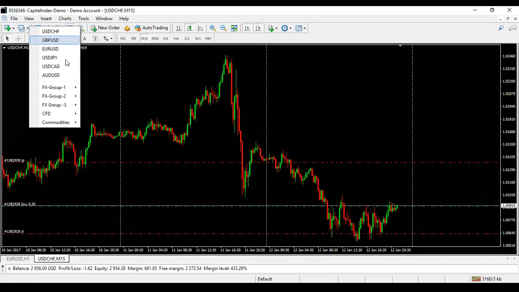The majors, there are certain currency pairs we call majors. It's 6 of them. These are your majors, right? USD CHF, GBP USD, Euro USD, USD JPY, USD CAD, and AUD USD. These are already abbreviated, but because we are extra lazy, we abbreviate them even more.